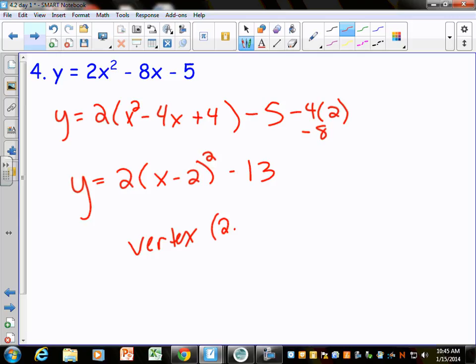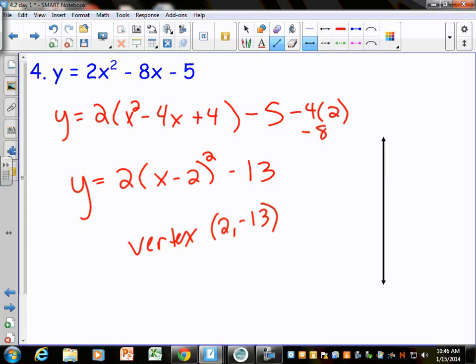So this would be 2, negative 13. Is this one going to open up or open down? Up, because it's positive. Is it stretched? Yeah, so let's actually make a graph here, even though it goes to 13, just so you can see this. The 37 one wasn't so great.